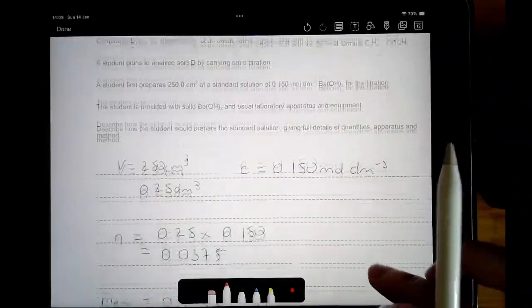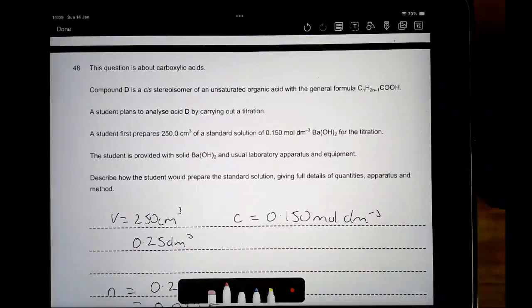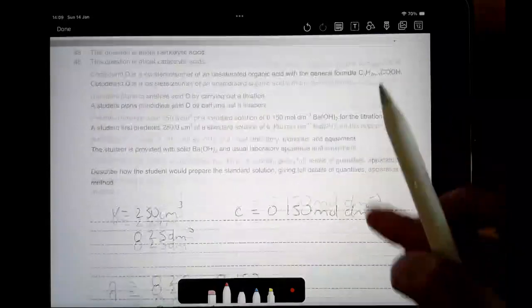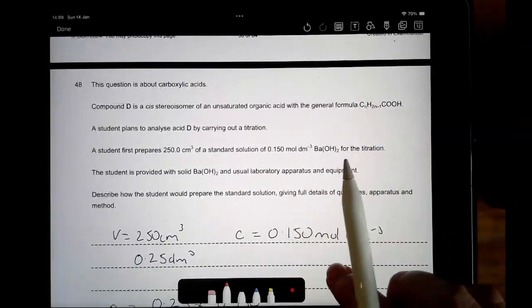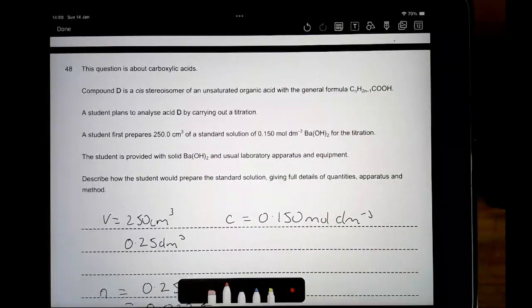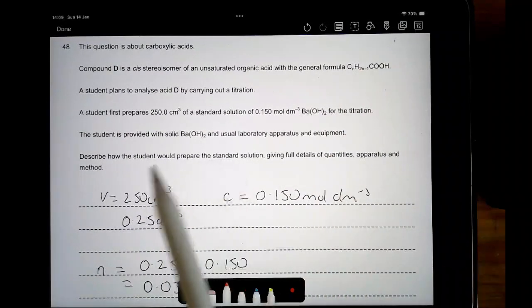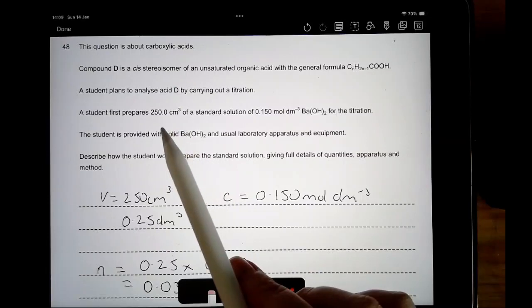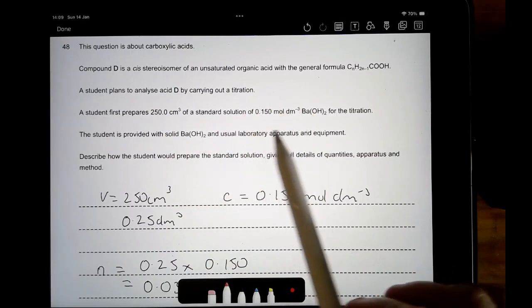I was also asked to do question 48. So this was a, was it 5 or 6 marker? 5 marker. You've just been asked to prepare a standard solution. So most of it is just you writing out how you prepare a standard solution, but there is a calculation involved as well. You're trying to prepare 250 centimetres cubed, and you're told the concentration.